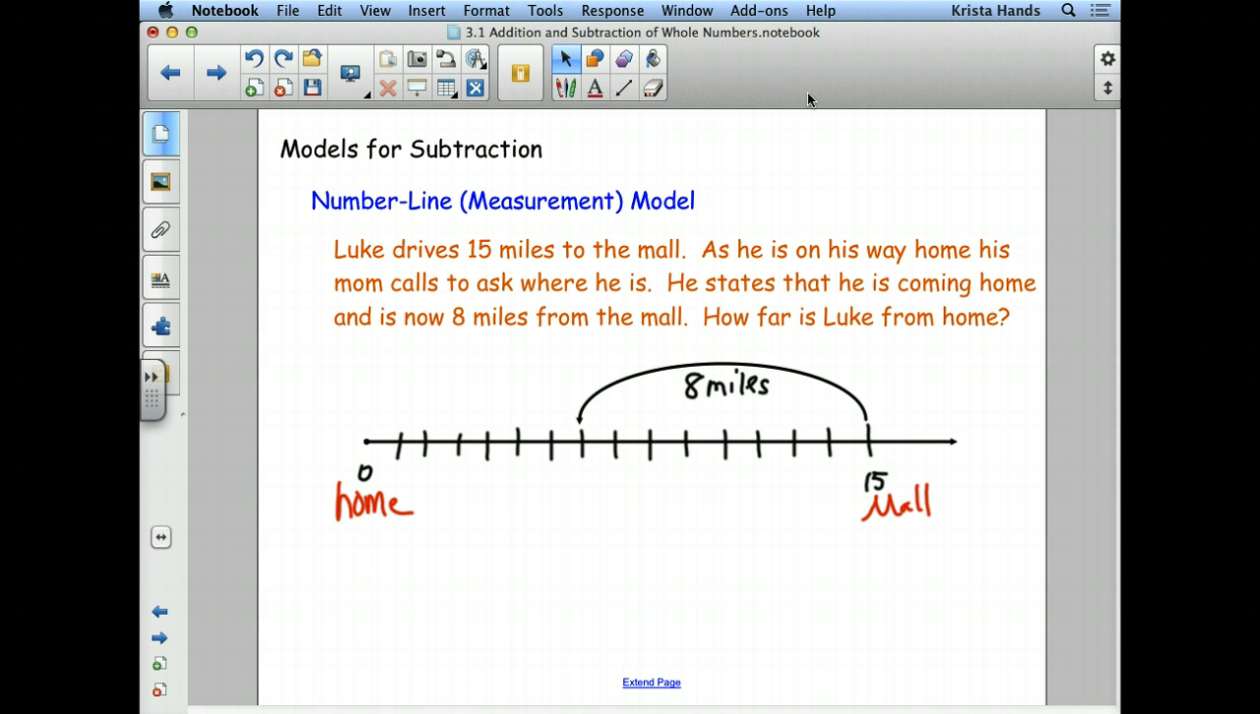So what's happened is we're already 15 away and we're jumping back 8. The question is, where does that put us? Where am I right here? 7. You could count to get there, or count up from here to get here. That is one of the counting up methods. Or you could count backwards from 15 to get back to the 7. So here I'm at 7 miles from home.